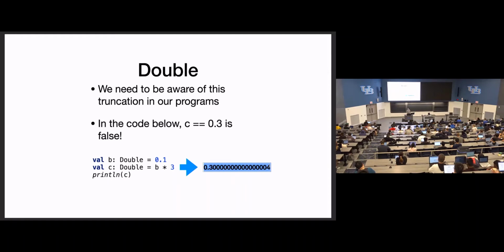It's almost 0.3, but just not quite. It's 0.3, a bunch of zeros, and then a 4. Just not quite 0.3 like we'd expect. But we would expect it to be 0.3. It's close enough, right? Who cares? It's close enough. Why are we even talking about this?